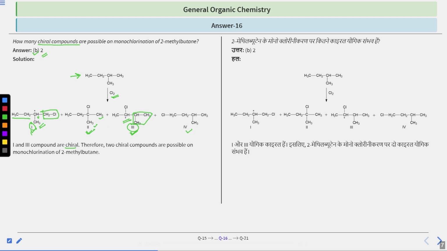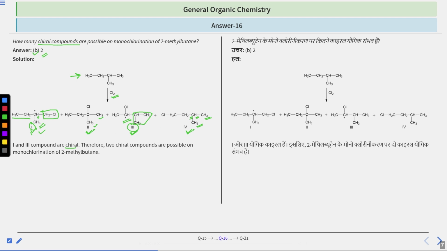In the fourth one also, if you check any carbon, every carbon is attached to 2 same types of side chains or side atoms or molecules. If you see this carbon, one is hydrogen, one is CH3. Again, the CH3 is present, so 2 times CH3 will come, right? That's why it is not a chiral carbon.